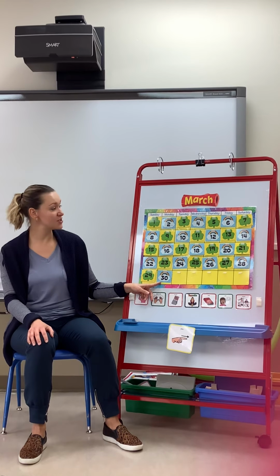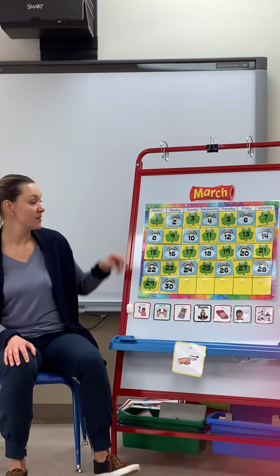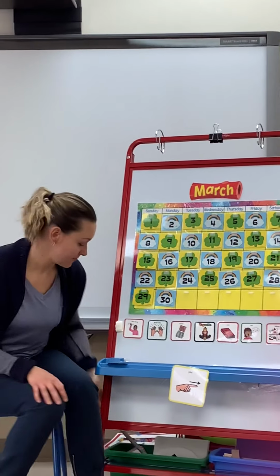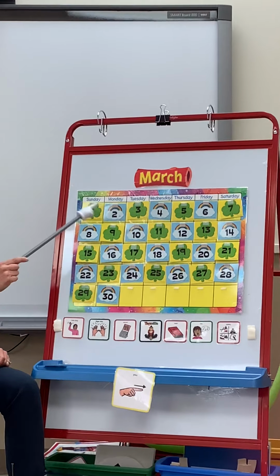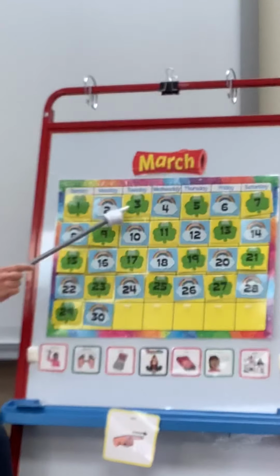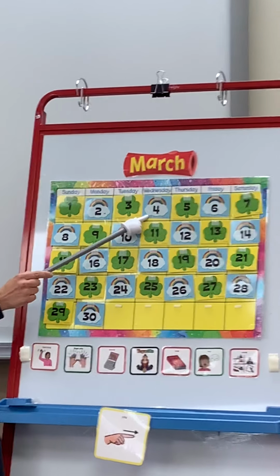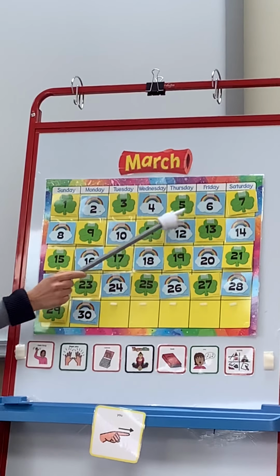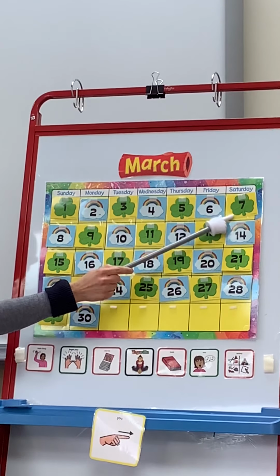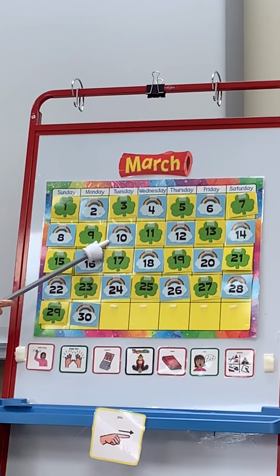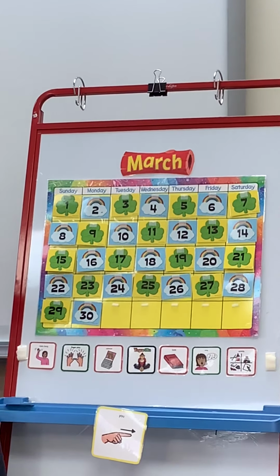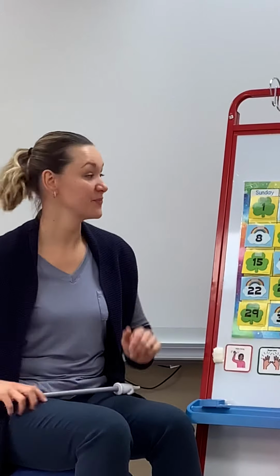30. Let's try counting. All right. I have a pointer. So count with me if you can. 1, 2, 3, 4, 5, 6, 7, 8, 9, 10. Can you show me 10 fingers? 10.